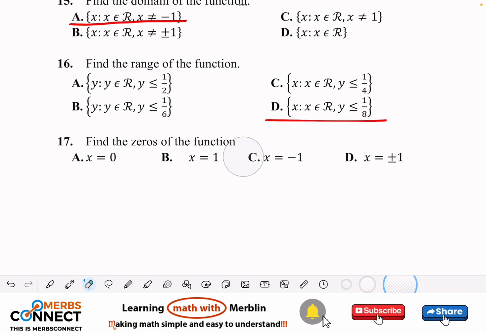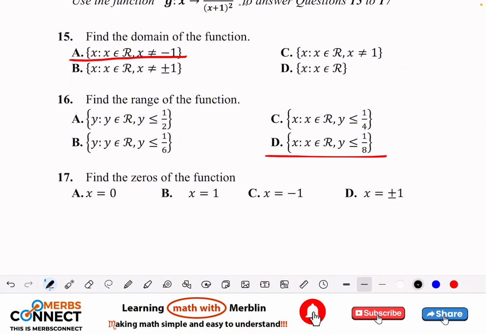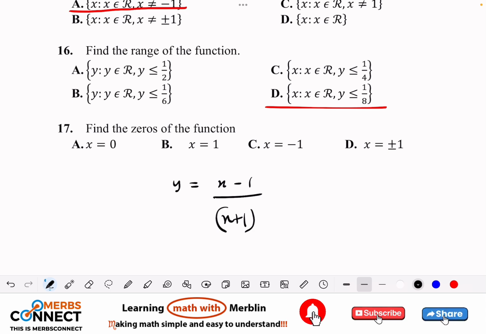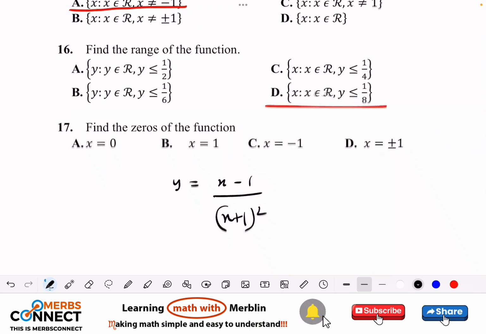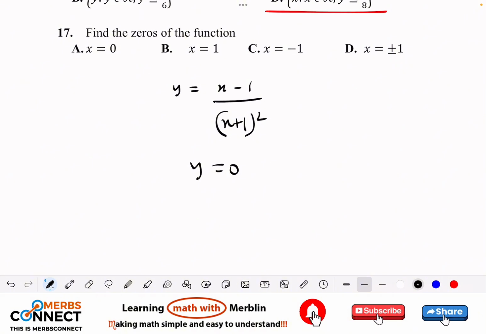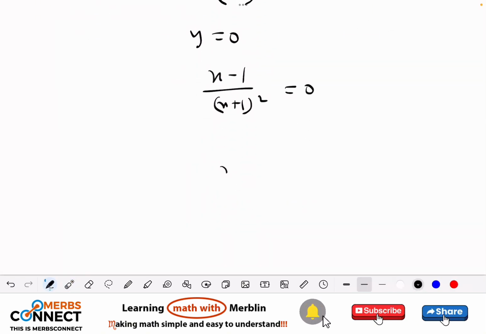We want to find the zeros of the function. So zeros of the function means that y was equal to x minus 1 divided by x plus 1, all squared. Zeros of the function means that y should be equal to 0. So what is y? Y is equal to what is here. So x minus 1 over x plus 1 squared should be equal to 0. When I multiply this one by 0, I'll have this x minus 1 to be 0. So x should be equal to 1.